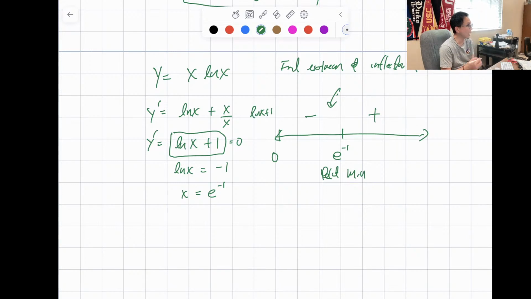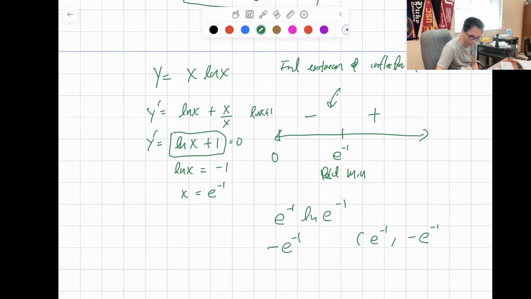And I can also ask you, where's the relative min at? The relative min is going to be at e to the negative 1, natural log of e to the negative 1, which is going to be negative e to the negative 1. So it'll be e to the negative 1 at negative e to the negative 1. That is your relative min.